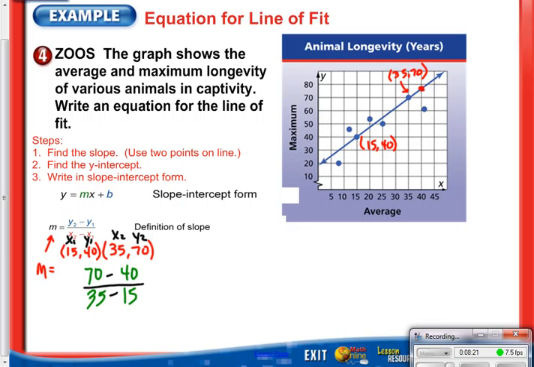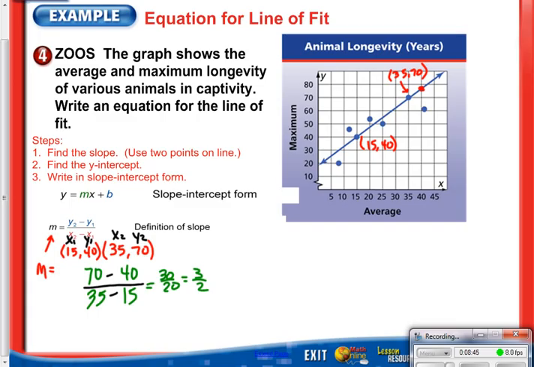Following our substitution there to figure out our slope, we'd wind up with 30 over 20, which would reduce to 3/2, and remember that is y over x, so that is basically taking maximum of 3 years over the average of 2 years. Our next step is to go ahead and find the y-intercept.